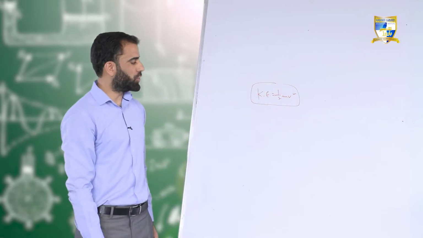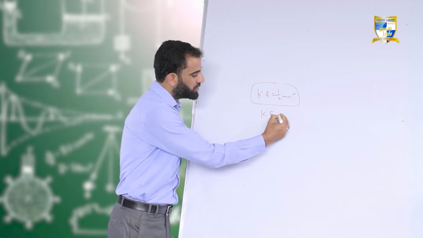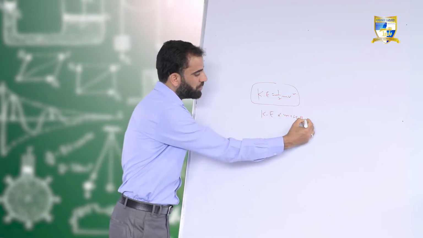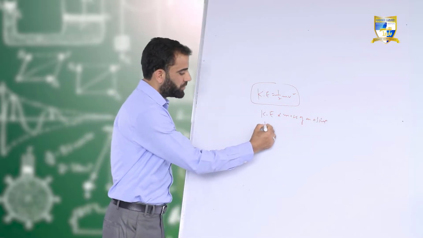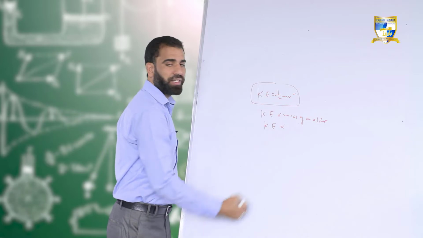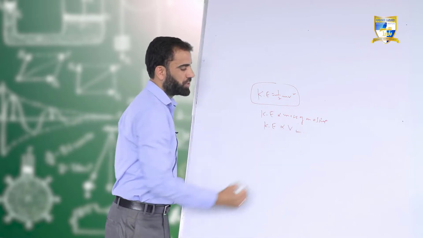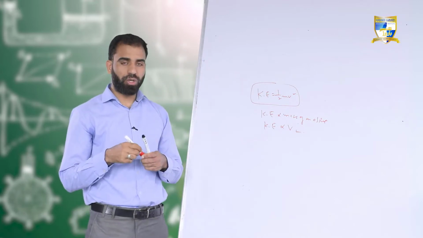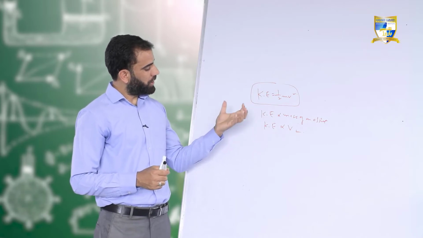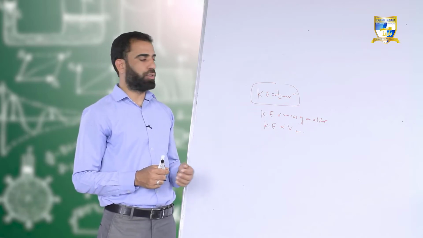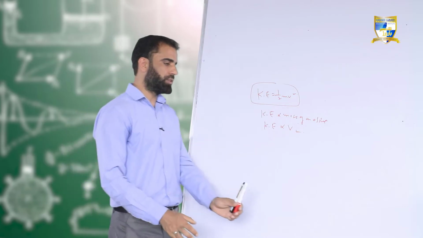In today's lecture we are going to see what the relationship is between kinetic energy and the mass of an object, and what the relationship is between kinetic energy and the velocity of an object. After that we are going to do one or two numericals based on how we calculate kinetic energy, provided there is a mass of an object and a velocity of an object. So let us start.